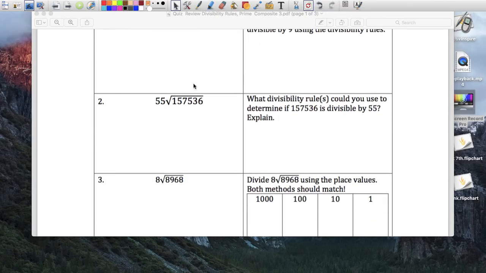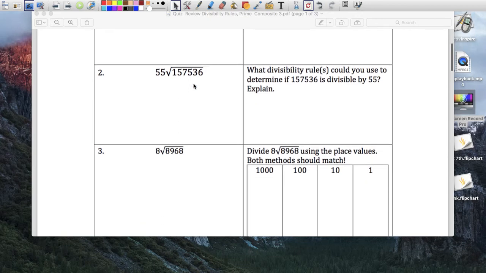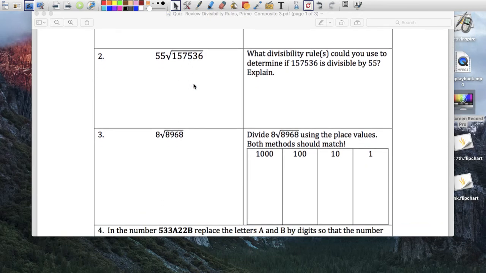What divisibility rules could you use to determine if 157,536 is divisible by 55? Well, I know that 55 is made up of 5 and 11, so I'd use these two. If it works for 5 and it works for 11, then the whole thing would work for 55 as well. For the divisibility rule for 5, we look at the last digit. If it's a 0 or 5, it's divisible by 5. So for 5, it doesn't. So already I know that this whole thing is not going to work, but I'm just going to do 11 anyway.